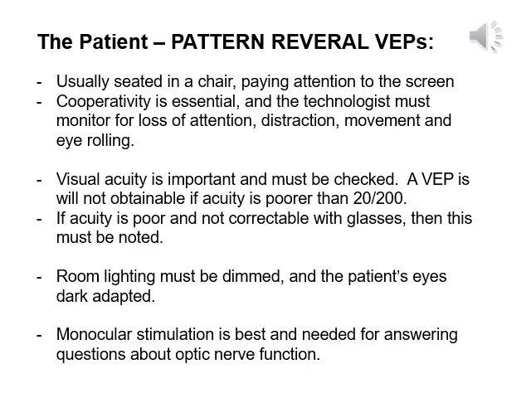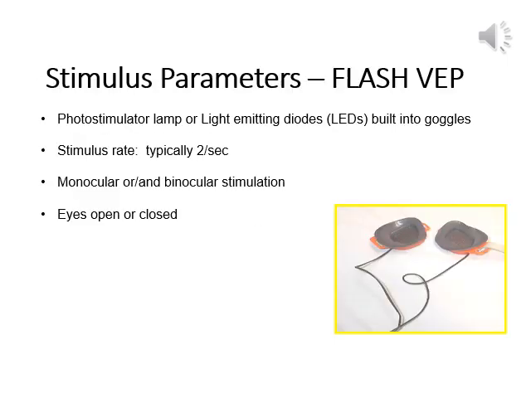Monocular stimulation, that means stimulation of each eye, is best and is needed to answer the question of optic nerve function. And so binocular stimulation for a pattern reversal VEP is not as useful as monocular stimulation. For the flash VEP, the stimulator is typically a grid of LEDs built into goggles, as you'll see in the picture, or a photostimulator lamp could be used.